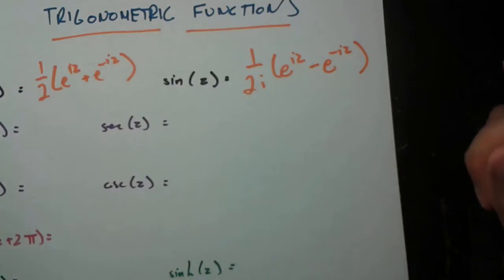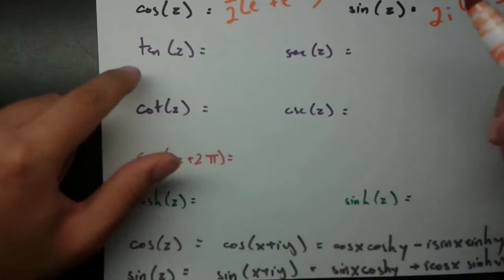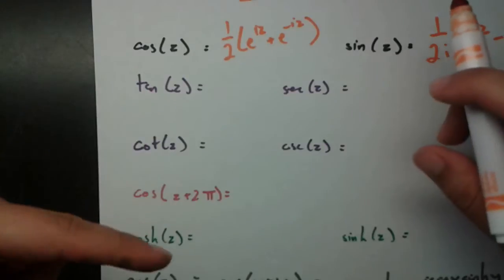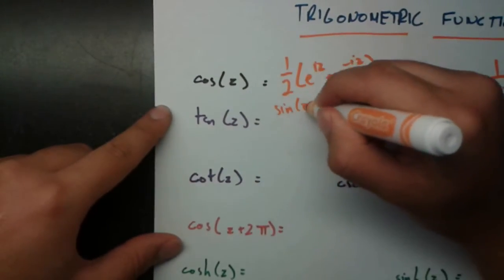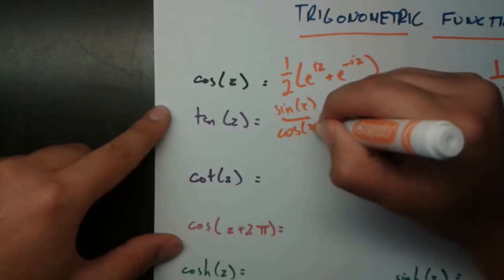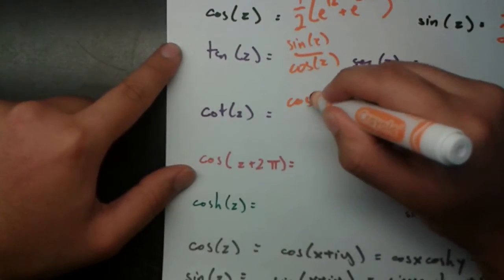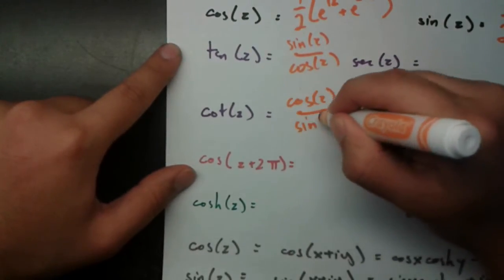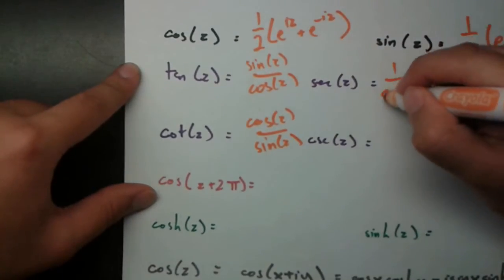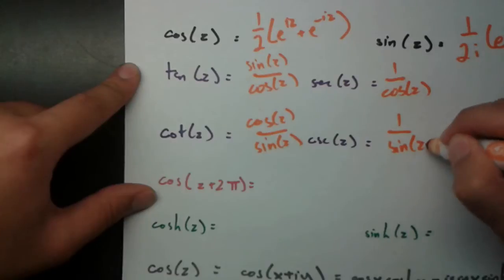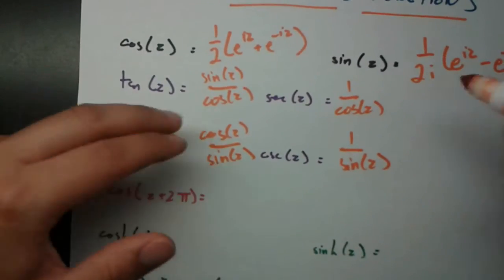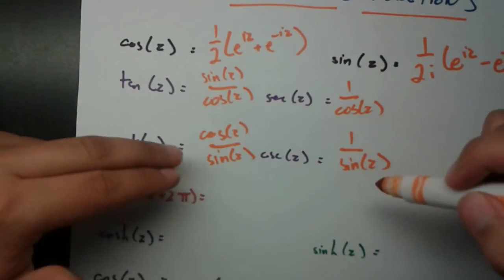So now we see that the other trigonometric functions are defined similarly to what we have in real numbers. Tangent z is sine of z over cosine of z. Cotangent z is cosine of z over sine of z. Secant is 1 over cosine, and cosecant is 1 over sine. And of course, these are only valid where the denominators are not 0.